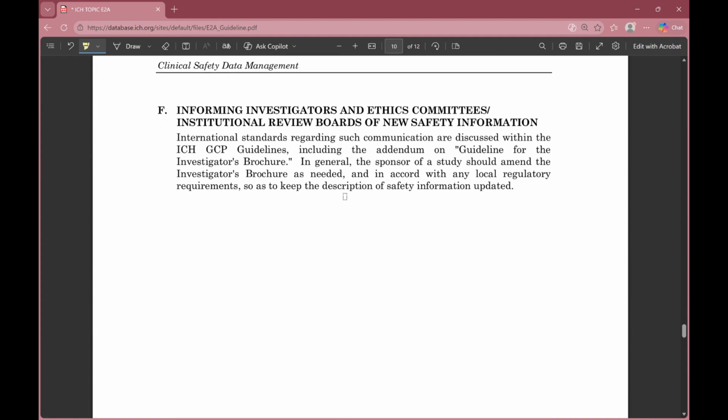Then we have point F, which is informing investigators and ethics committees, institutional review boards of the new safety information. This is generally about the communication of new safety information. The sponsor needs to update the investigator brochure regularly and inform investigators and all the other linked people in the studies. The investigator brochure, as we discussed, is a living document, right? So it needs to be updated once we know about the latest safety data. Everyone involved needs to know about it.